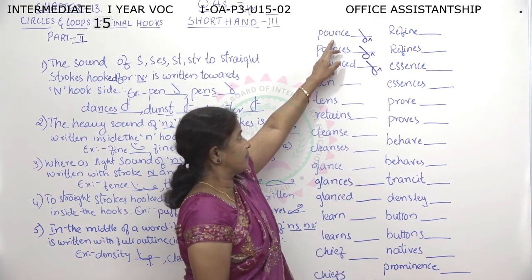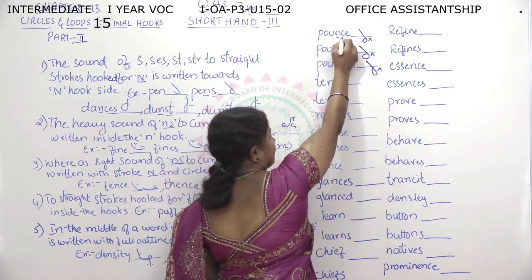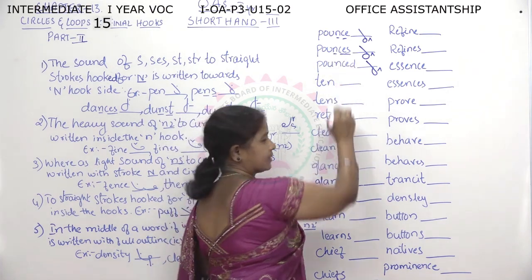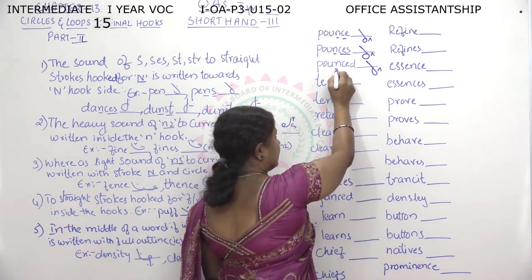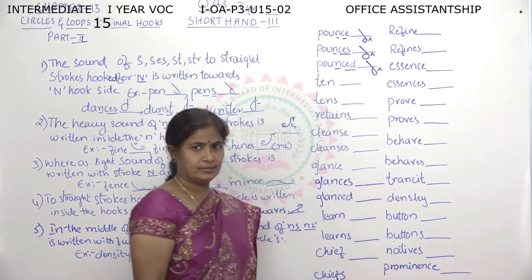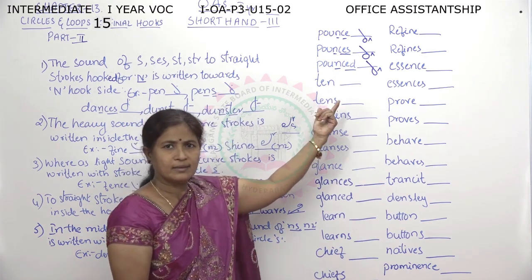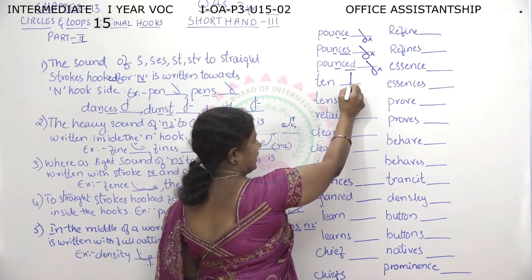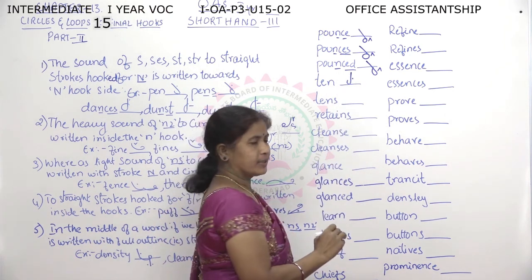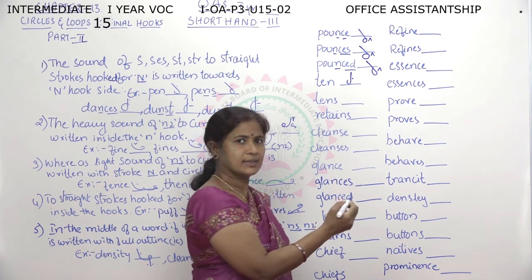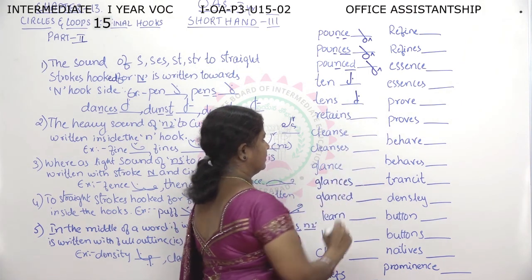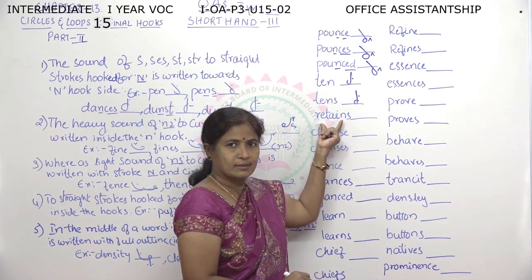Okay. After n, circles. After n, last circle. After n, st loop. Clear? Now ten. Simple. T and N. T and N is ten. Now tens. After n, circles. After n, small circles.